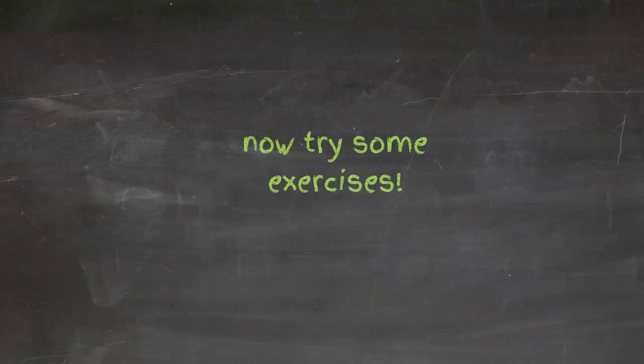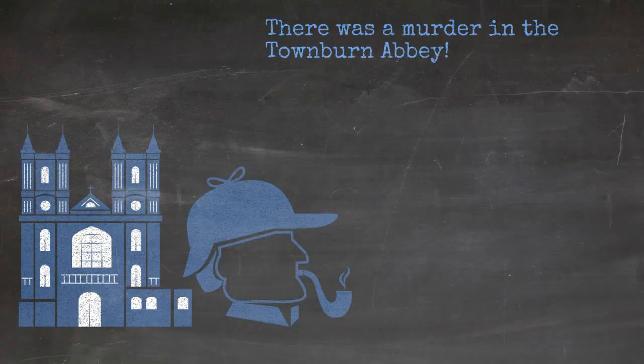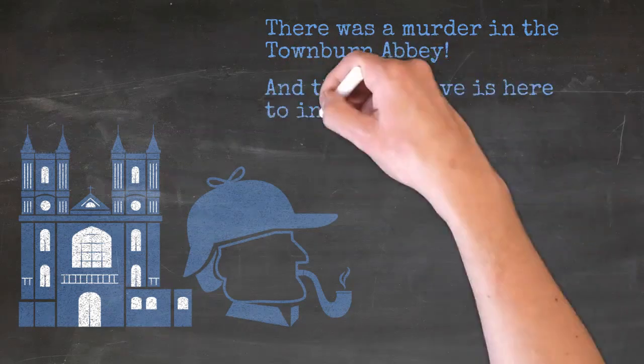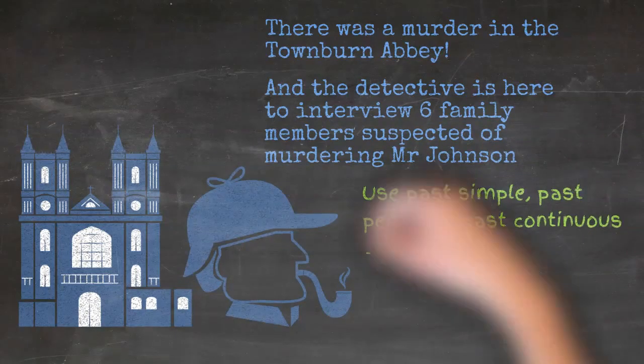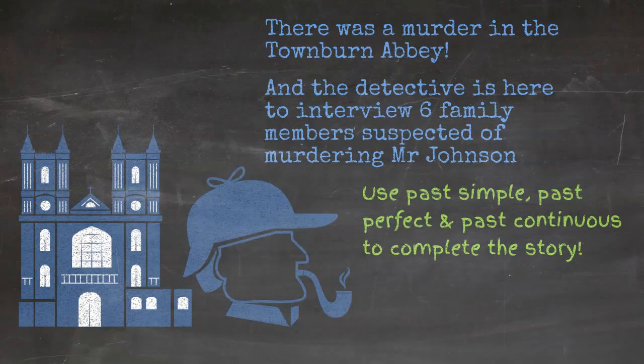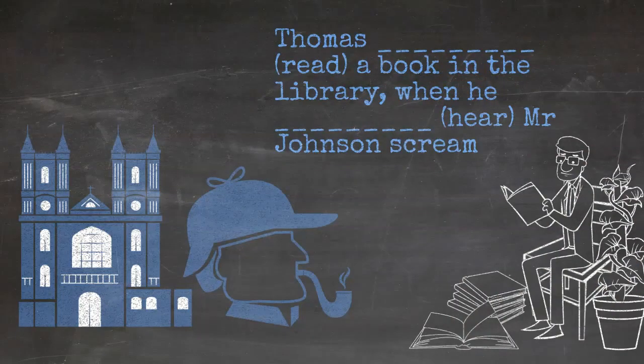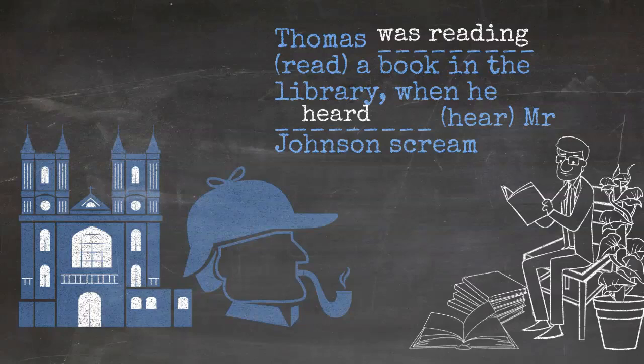Now let's try some exercises. There was a murder in Townburn Abbey, and the detective is here to interview 6 family members suspected of murdering Mr. Johnson. Use the past simple, past perfect, and past continuous to complete the story. Pause the video if you need more time. Thomas was reading a book in the library when he heard Mr. Johnson scream.